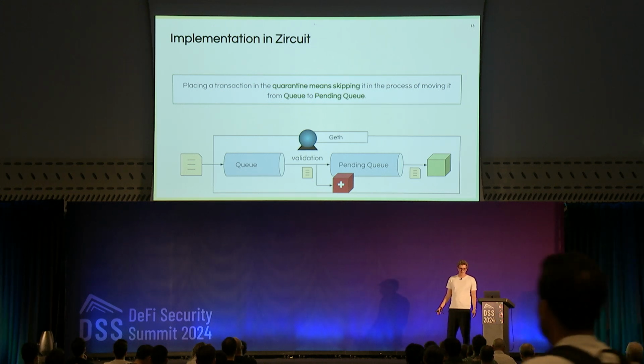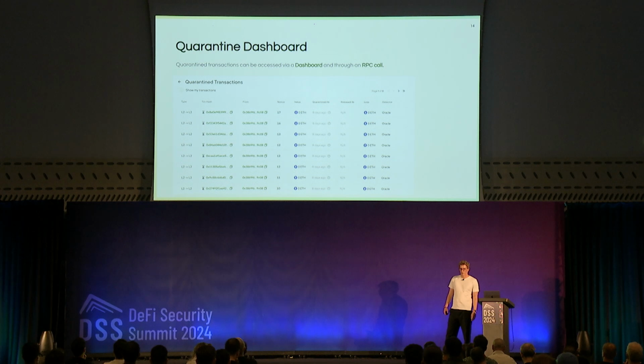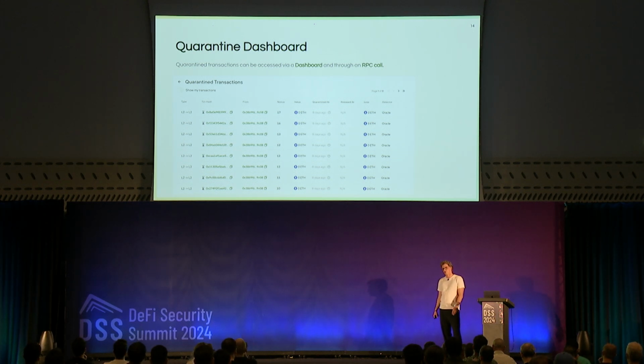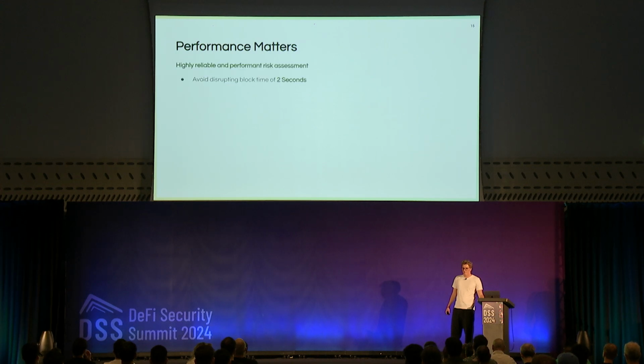So to sum it up, it's placing a transaction in quarantine, which is the new transaction status. It means we skip it in the process of moving it from the queue to the pending queue and put this transaction on hold. We want to do this in a way that does not prevent censorship resistance. That means we are also being transparent about what we quarantine. There is a public dashboard where you can see what is quarantined. You can see the contents of the transaction. You can see why we quarantined it. Also, we have additional RPC calls which tell you whether a transaction has been quarantined and what you can do against it.